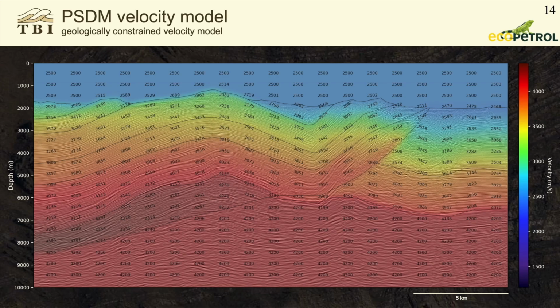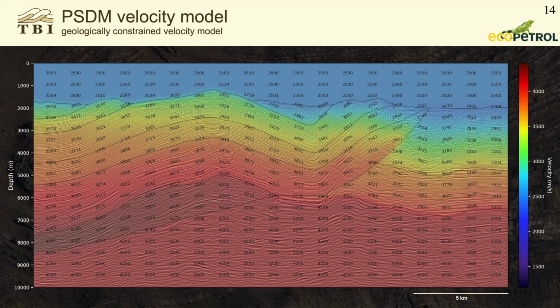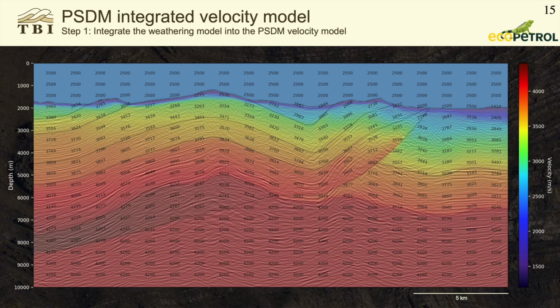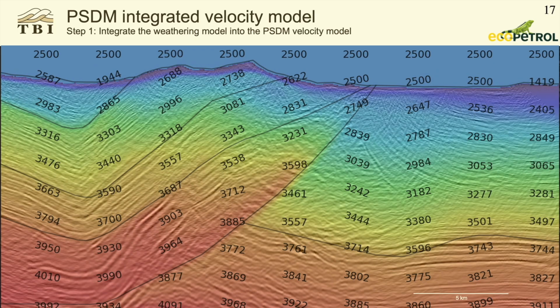So here is our geologically constrained velocity model. And here is that same velocity model with the weathering model incorporated into this PSDM velocity model. You can see that there's a lot more cool color, indicating the low velocities of the areas of deposition. Up close, we can see again the weathering model integrated into the PSDM velocity model.